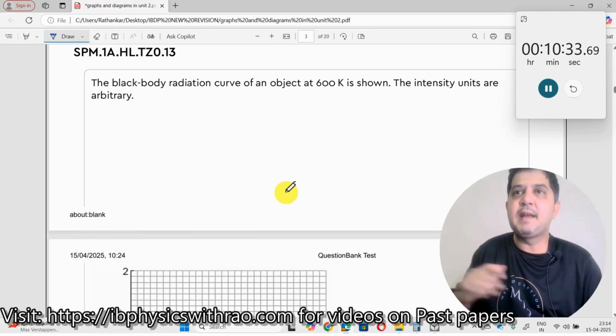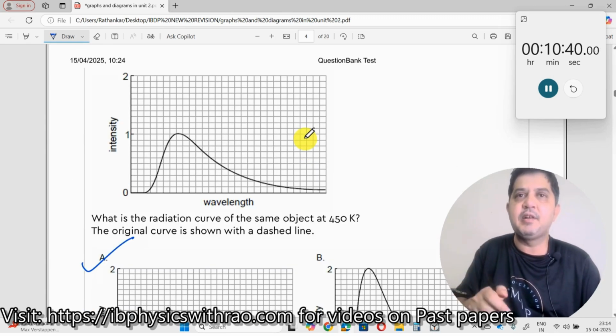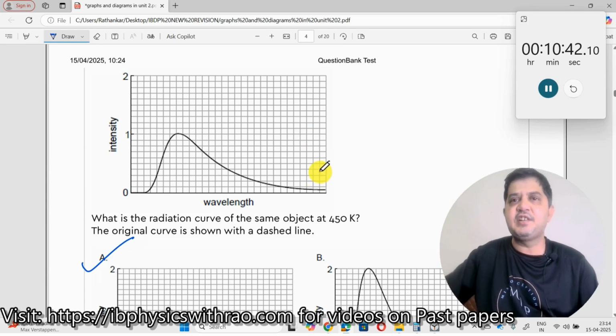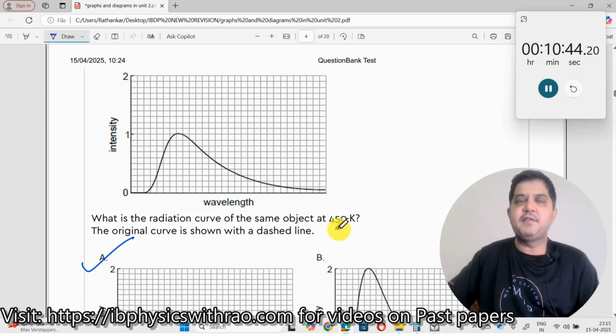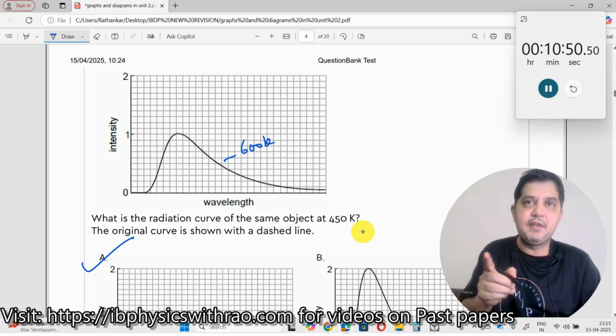Now, the black body radiation curve of an object at 600 Kelvin is shown. The intensity units are arbitrary. What is the radiation curve of the same object at 450 Kelvin? This is done for 600 Kelvin. Why is the graph given to you? Because what is this wavelength over here?